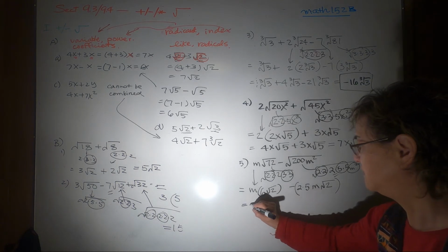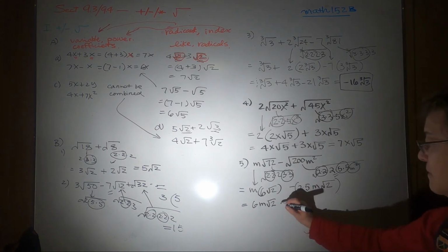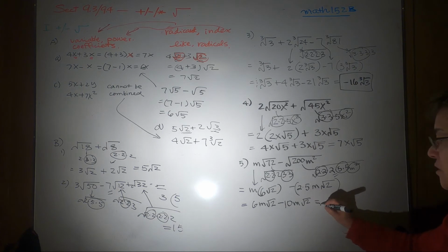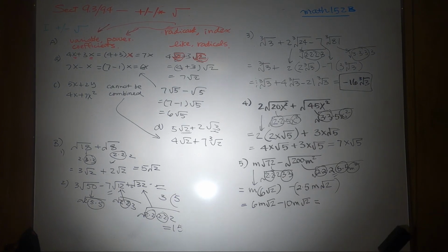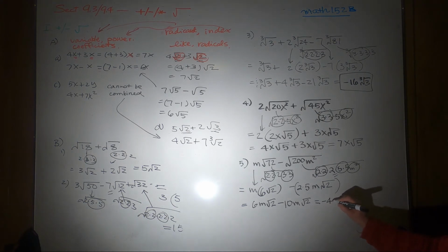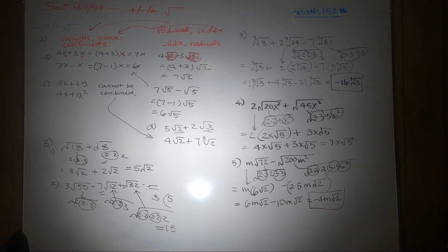Then what do we have? We have 6m square root 2 here, right? Minus 10m square root 2. So what do you think this will be? 6m minus 10m is what? Negative 4m, then square root 2. That would be your answer, right?